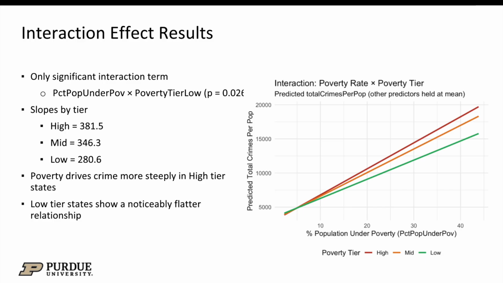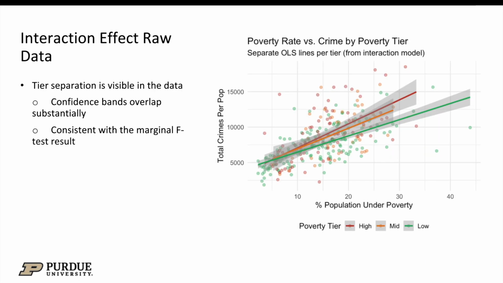So poverty hits crime hardest in high tier states and flattens out in low tier states. And you can see it clearly in the plots with the lines fanning apart as poverty increases. The raw scatter confirms this pattern, but the confidence bands overlap a lot, especially in the middle range where most data lives. And this is consistent with the marginal F-test, and it shows that the interaction is real, but not overwhelming.